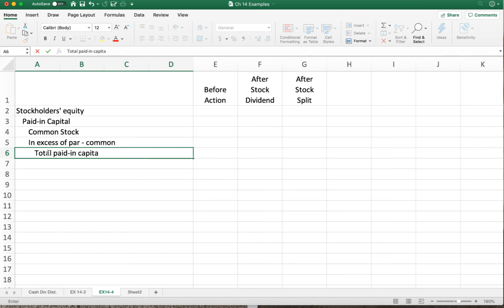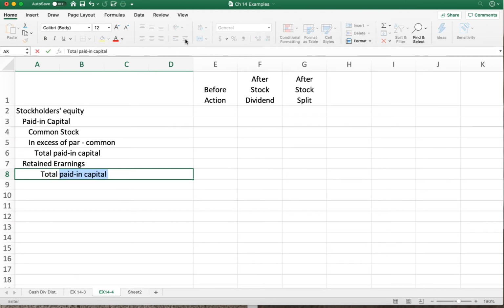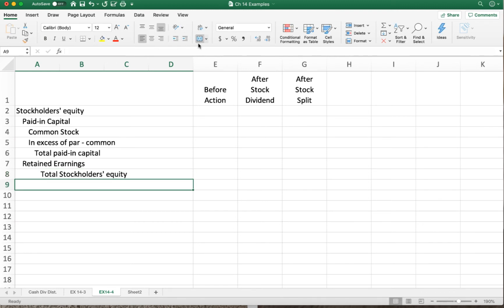Now don't forget, underneath the stockholders' equity section, we also have our retained earnings, which we need to enter. And I want this to line up with that paid in capital header. And then after that, we have our total stockholders' equity.